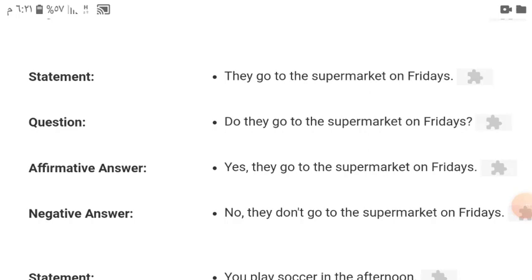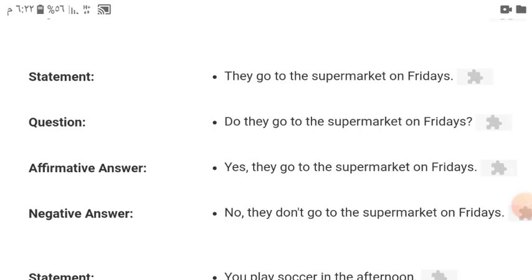Look at the statement. They go to the supermarket on Fridays. هم يذهبون إلى محل البقالة في أيام الجمعة. هذه الجملة هي في زمن المضارع البسيط present simple، أي أنه شيء روتيني يقومون به كل أيام الجمعة. تبدأ الجملة بالضمير they. إذا أردنا أن نكون سؤالا we have to use the verb to do. يجب أن نستخدم الفعل do لأن الضمير هنا they كما أشرنا في المحاضرة السابقة.